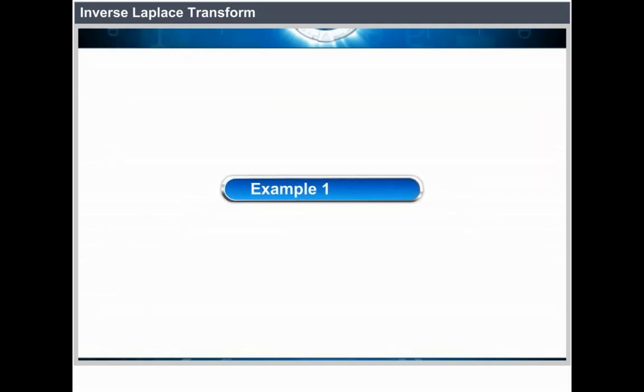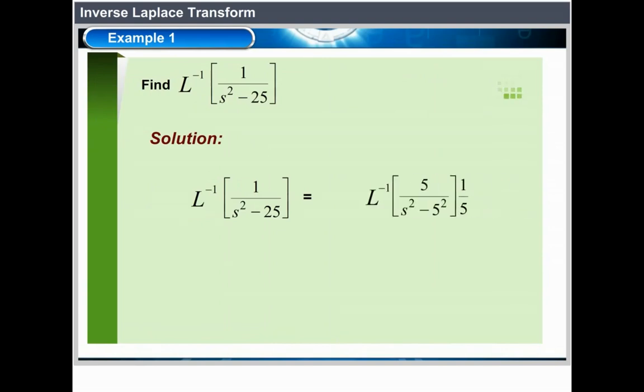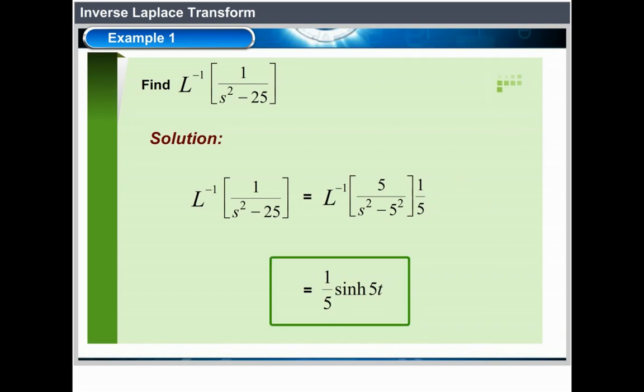Example 1. Find L inverse of 1 divided by s square minus 25. Solution. L inverse of 1 divided by s square minus 25 equals L inverse of 5 divided by s square minus 5 square into 1 by 5, equals 1 by 5 into sinh 5t. We just multiplied and divided by 5 in the numerator and denominator to get the formula for sinh at.